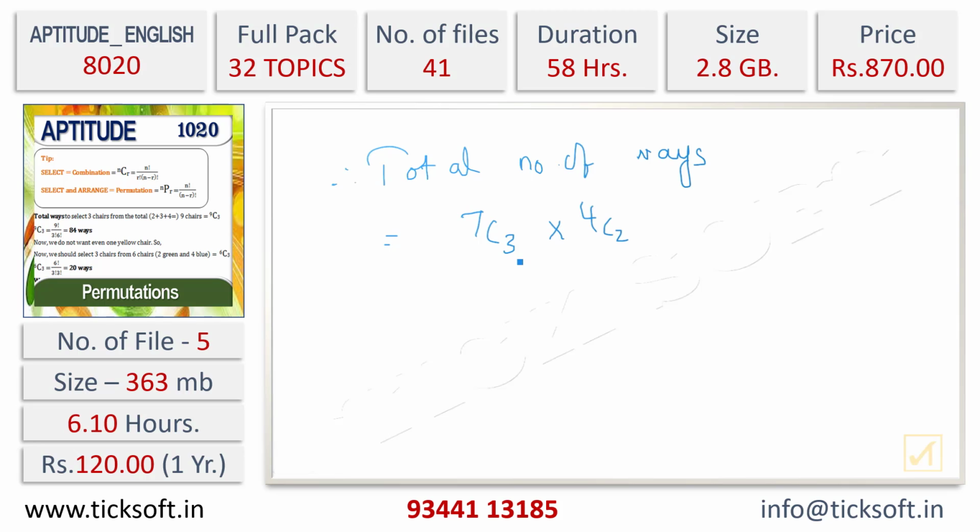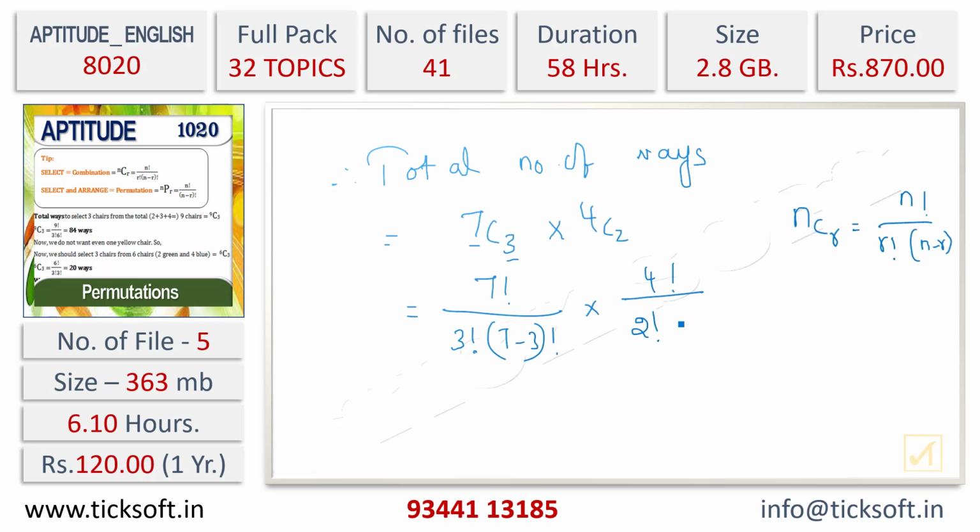Now we are going to simplify this one. We have the nCr formula: n factorial by r factorial into n minus r factorial. Here the value of n is 7 and the value of r is 3, so we get 7 factorial by 3 factorial into 7 minus 3 factorial. Similarly, this will be 4 factorial by 2 factorial into 4 minus 2 factorial. This is 7 factorial by 3 factorial, which is 3 into 2 into 1, and into 7 minus 3, which is 4 factorial.